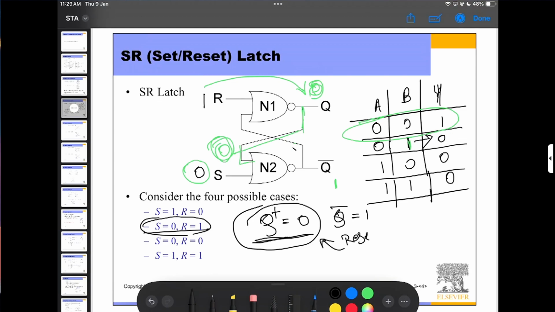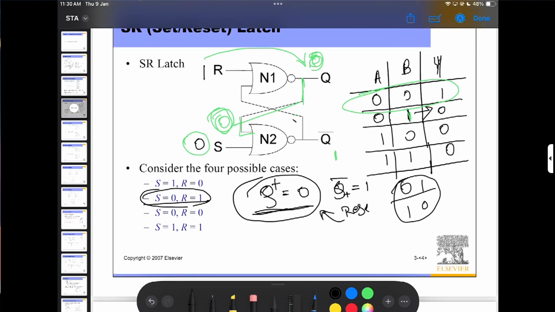So basically this is the next output, Q plus or Q bar plus. So this is the next output. My previous output was maybe 0 or 1, or 1 or 0, whatever. That does not depend. So my next state does not depend on the previous state. Whatever the input, if we give 0 and 1 in S and R, my next state is always Q equal to 0 and Q bar is 1. So this is the condition of reset.